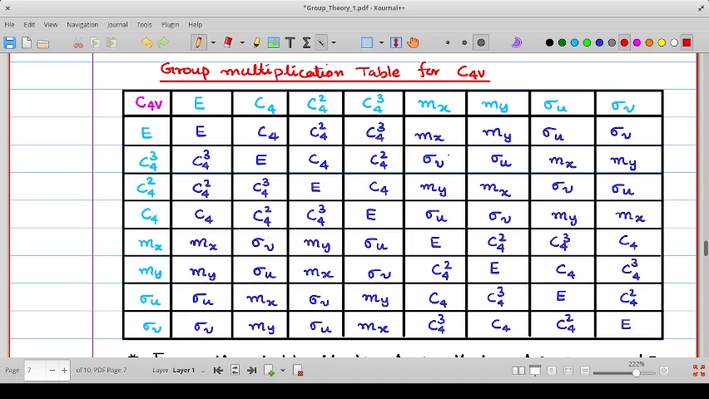Now, if we look at the column, we see that each element of the group appears once and only once. For example, mx appears here in this particular cell and nowhere else in that particular column. And similarly, sigma d appears here and nowhere else in the column. And similarly, C4, C4 cube, any other element of the group. And this is true for any column in the group multiplication table, and true for any row in the group multiplication table as well.